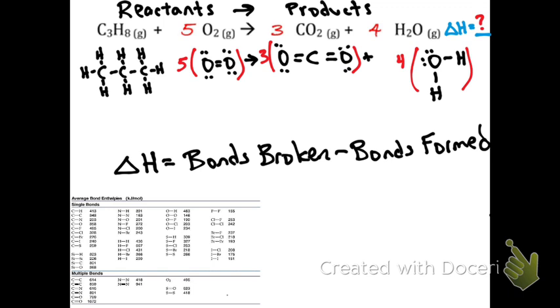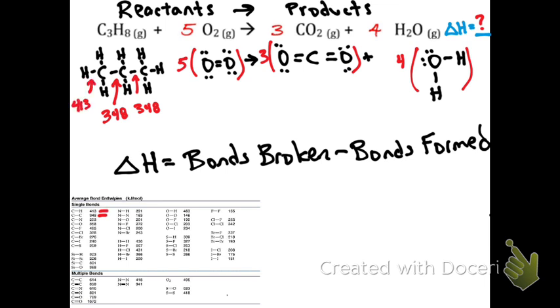Looking at the first reactant, C3H8, I'm counting 2 carbon-to-carbon bonds, and then I'm counting 1, 2, 3, 4, 5, 6, 7, 8 C to H bonds. So if we keep up with all those bonds broken, each of these carbon-to-carbon bonds we can find from the chart, right there, is 348. And there's another 348 there. Plus each of the C to H bonds, we can see those are 413 each.